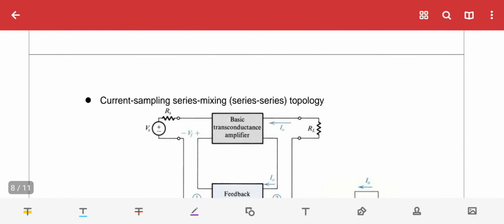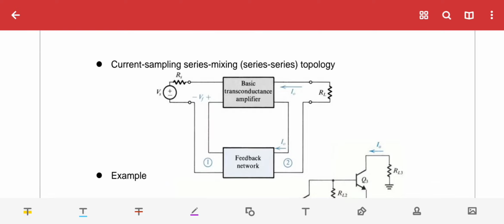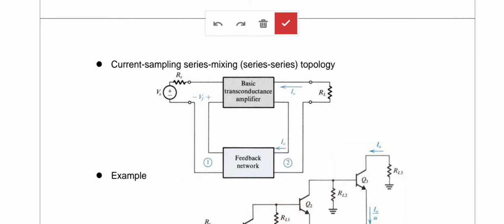It's easy to draw. Input is a voltage Vs with Rs, output is a current, so RL and IO. This IO will go here, the output will be a voltage. So this is the basic structure of a current sampling and voltage mixing, or series mixing topology, or else known as series topology.